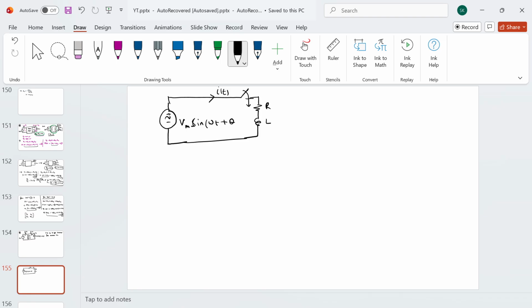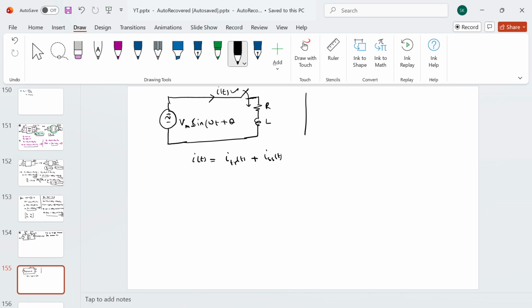The nature of the current: the moment you close the switch, this current will have two components. One is the steady state component, and another is called the transient component. So I of t will have two components, I transient and I steady state of t. Generally, when you say the current of an inductor is lagging by 90 degrees with respect to the voltage across the inductor, that is valid for steady state, not in the transient period.